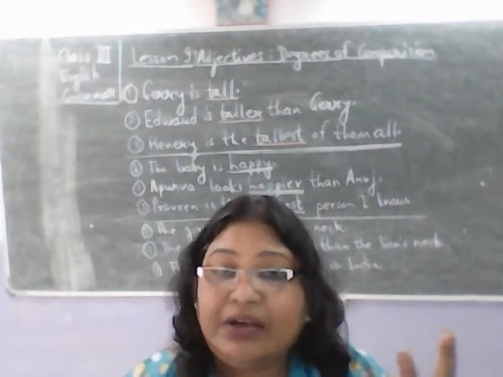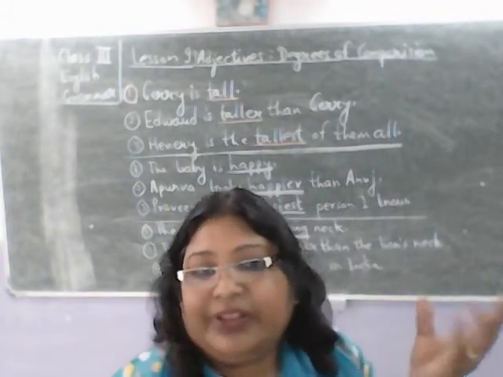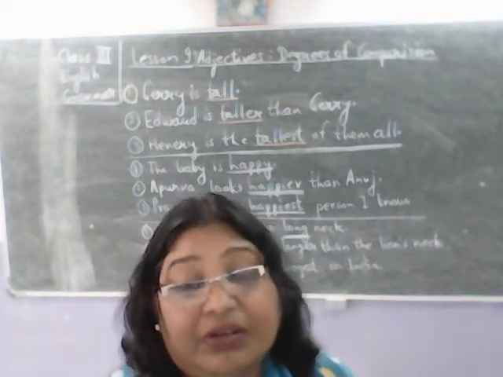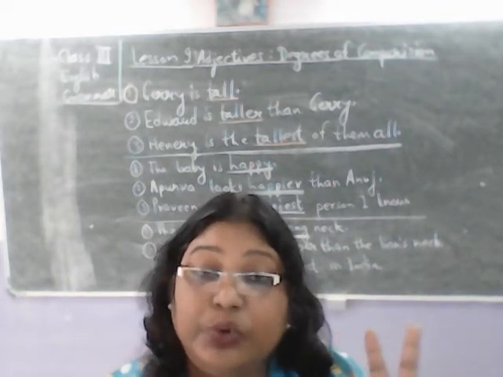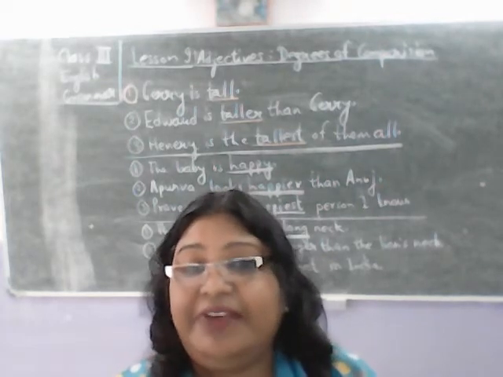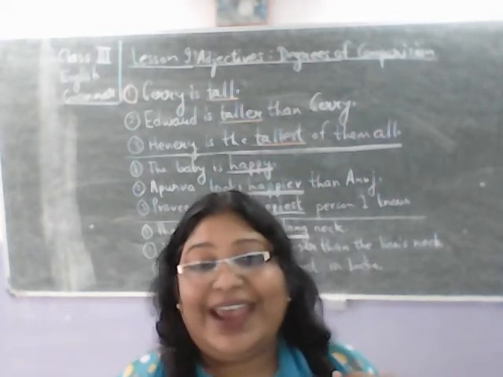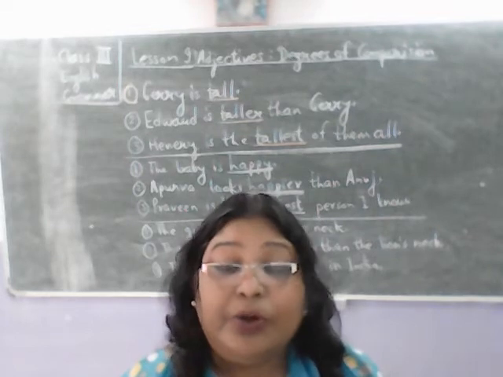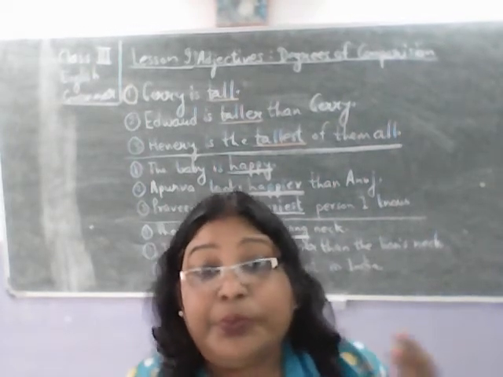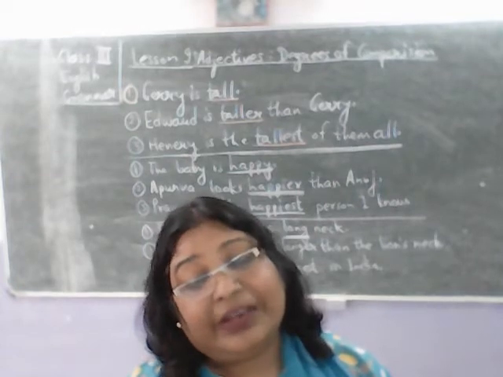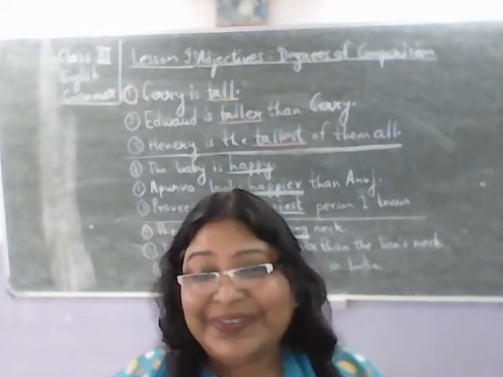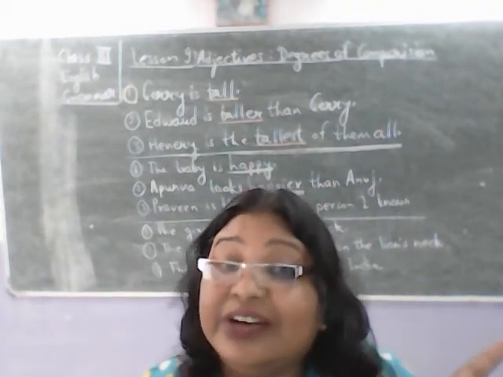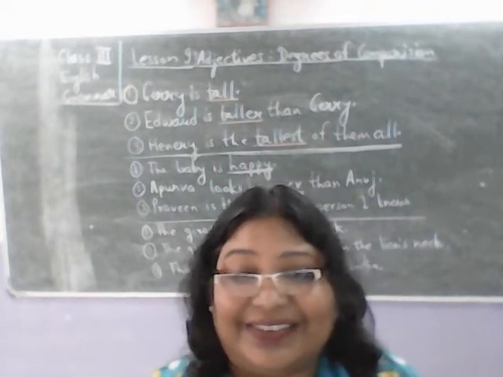How we compare: when we are telling about one thing, we simply say this is tall, this is short, this is long. But when we compare two, we add er. When we compare more than two, we add est. But for some adjectives we add more, most. More interesting, most interesting. More beautiful, most beautiful. Like this.